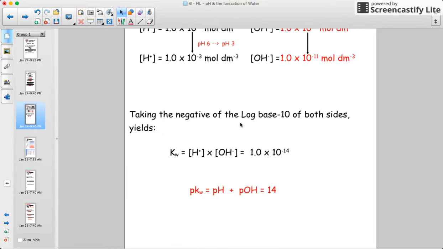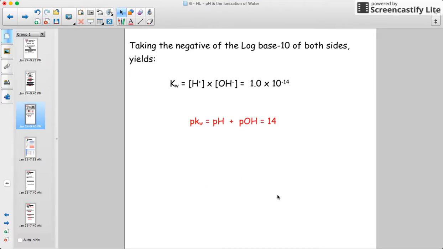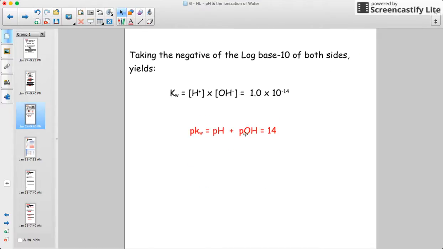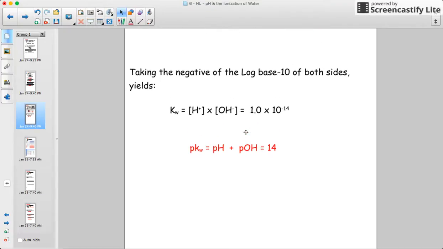If we take the negative log base 10 of both sides of this equation, the Kw turns into the pKw, the H plus turns into pH, and the OH minus concentration turns into pOH. And 10 to the minus 14 turns into 14. So there is a corresponding value for hydroxide ions. It's just as legitimate for discussing pH or acid-base character. We tend to use pH, but really these two values are always existing at the same time, and they always have to add up to 14.